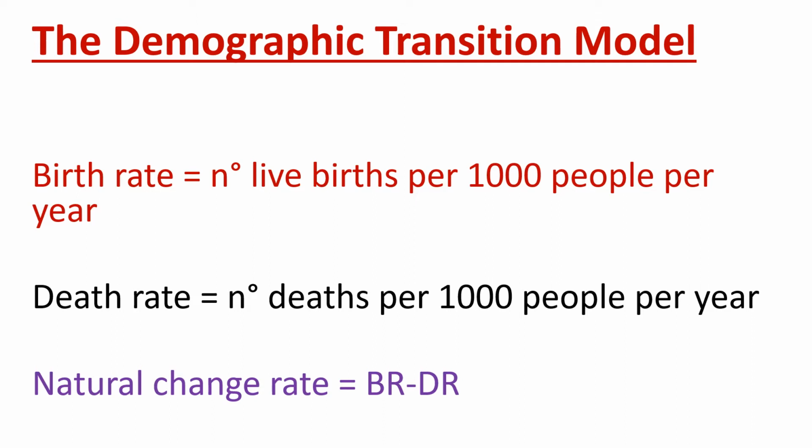So let's just say 13 people were pregnant, then we would represent that as 13 per 1,000 per year. The same applies for death rates, number of deaths per 1,000 per year. And then we've got something called natural change. Now often it's natural increase, but we call it natural change in case the population is going down.